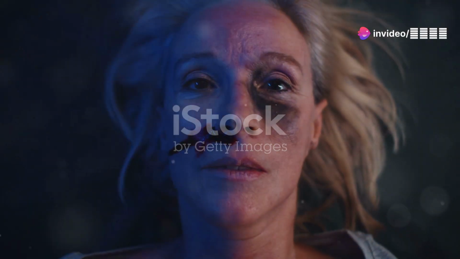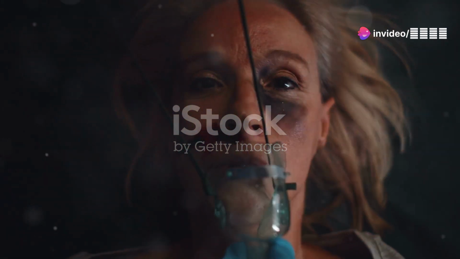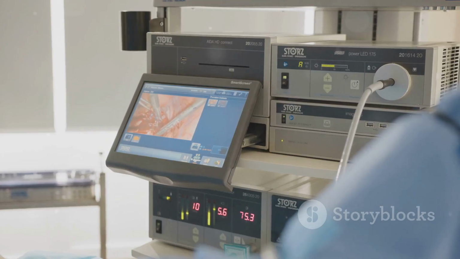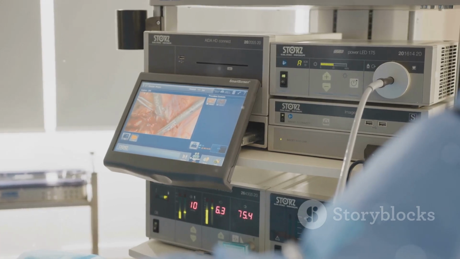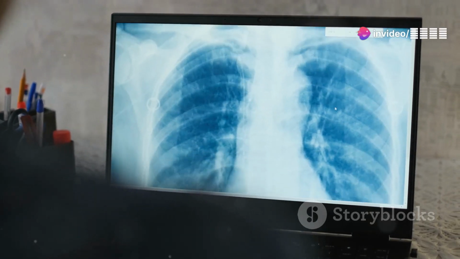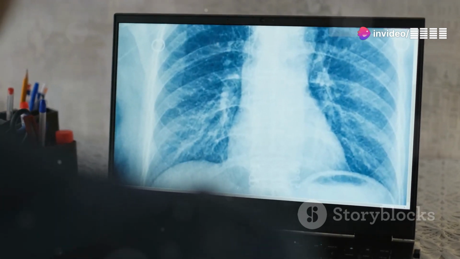Imagine a patient rushed to the emergency room, struggling to breathe. Doctors need information fast to make life-saving decisions. This is where arterial blood gas, or ABG analysis comes in. ABG is a powerful tool that provides a snapshot of the body's respiratory and metabolic health.